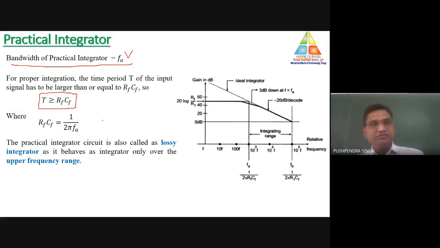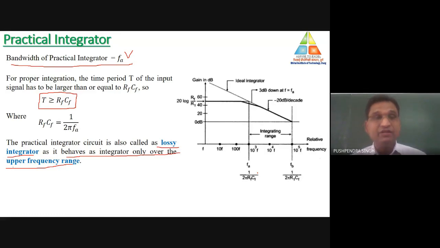The inverse of the frequency, where F is 1 by 2 pi RF into CF. So that's why the practical integrator is also called the lossy integrator. Why lossy integrator? Because it behaves as an integrator only over the upper frequency range, that means at frequencies above FA.